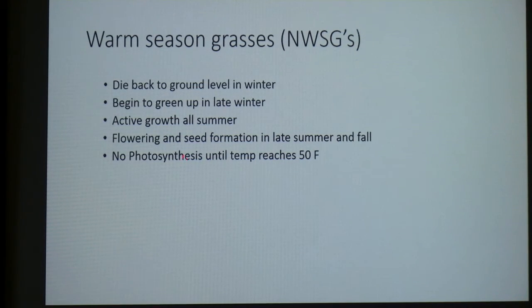No photosynthesis in this plant until it reaches 50 degrees Fahrenheit. Fescue and the other cool season grasses are photosynthesizing at 30 to 35. These warm season grasses will wait until it gets a little bit warmer before they start photosynthesizing. Thus, they're warm season grasses.